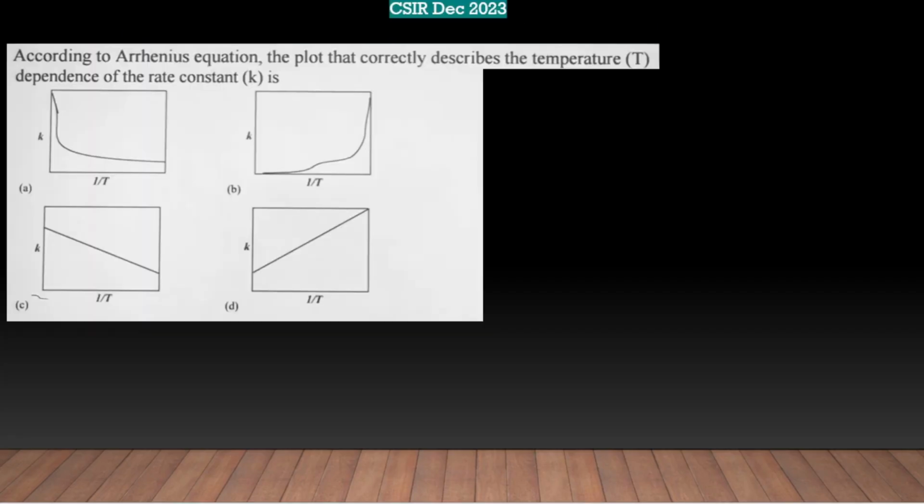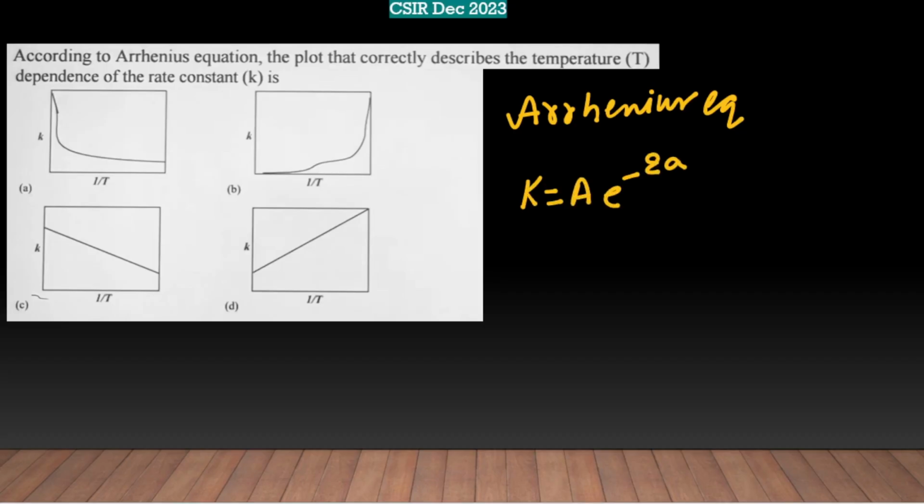Okay. Next one we have is this one. This is from your December 2023 exam. According to the Arrhenius equation, which plot correctly describes the temperature dependence of the rate constant? So this is from the Arrhenius equation. In the Arrhenius equation, we have that the rate constant k is equal to A e raised to the power of minus Ea upon RT.